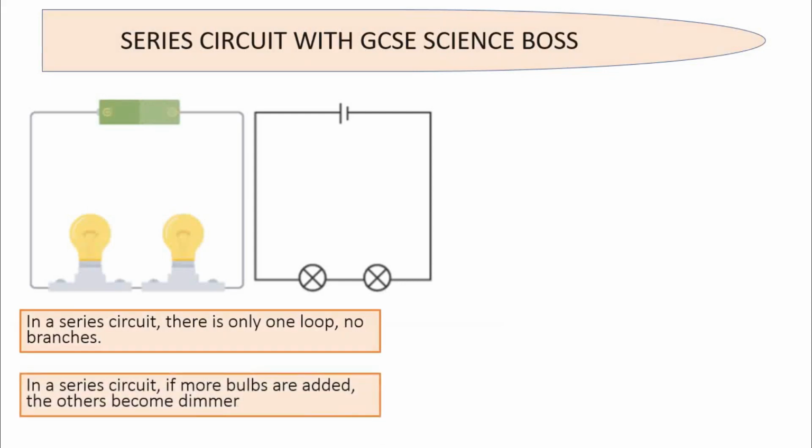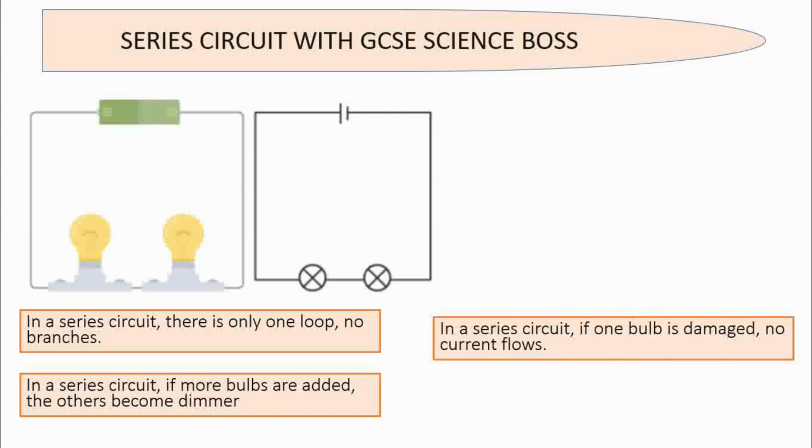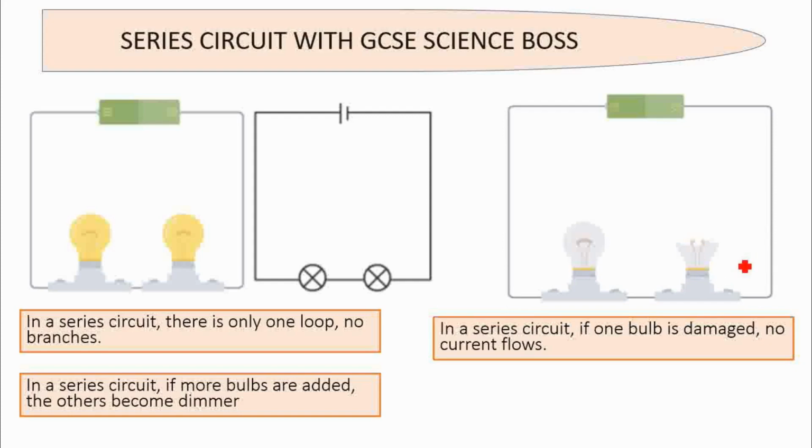Now, the other thing that you need to know about a series circuit is that if more bulbs are added to this circuit right here, the other bulbs will become dimmer. And the other thing is that if one bulb becomes damaged, no current flows because there's no way for the electrons to move around in the circuit. The pathway has been damaged, no current flows.